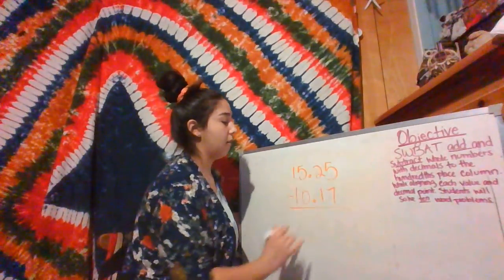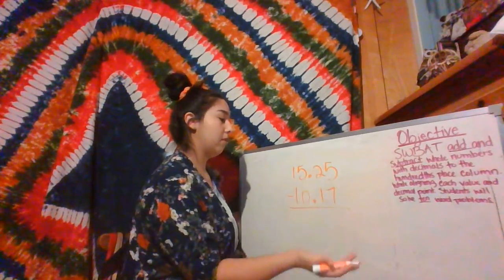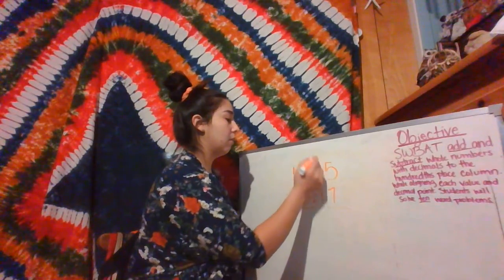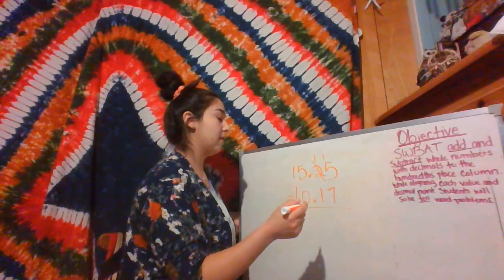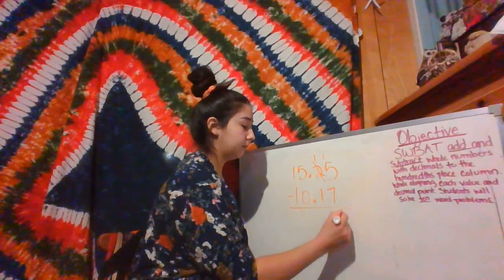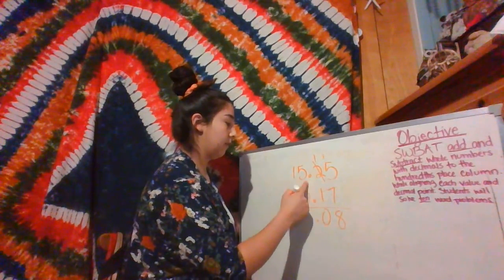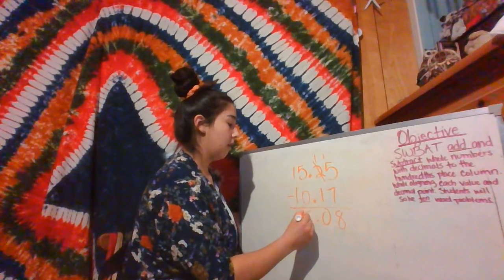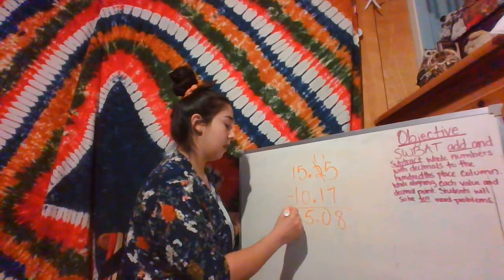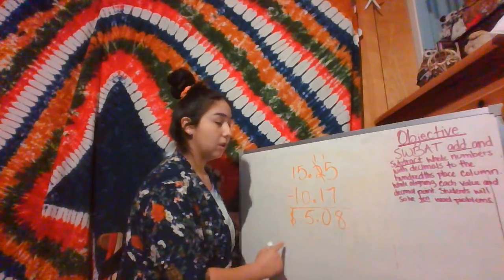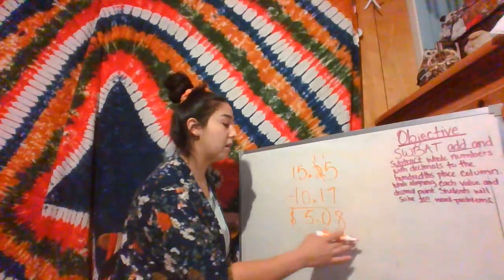Now, let's solve this word problem. 7 minus 5, or 5 minus 7, we can't do that. We're going to borrow from our tens place. 15 minus 7 is 8. 1 minus 1 is 0. 5 minus 0 is 5. And 1 minus 1 is 0. So Johnny's new total in his savings is $5.08.